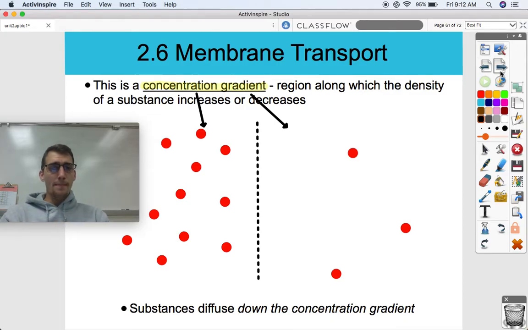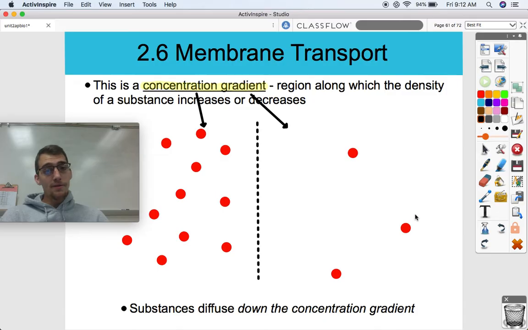And diffusion happens when there is a concentration gradient. A concentration gradient, as I put up here, is a region along which the density of a substance increases or decreases. So density is referring to concentration here again. So check it out, this is a concentration gradient. What we had before, where we had more molecules on one side than on the other, a higher concentration on one side and a lower concentration on the other, that is what we call a concentration gradient.